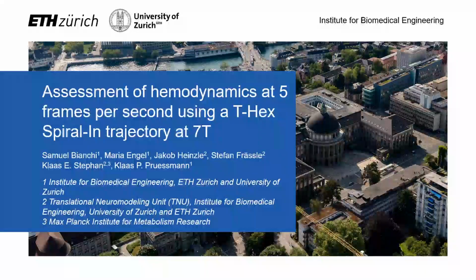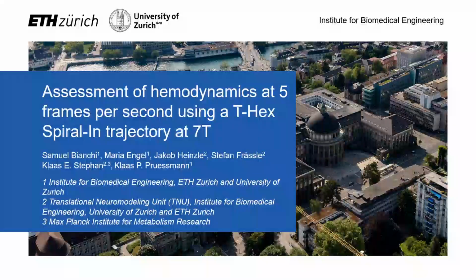However, it also has this aspect of the T-hex spiral in trajectory, and I'm going to present to you what that is. Roughly speaking, it is a trajectory which helps you scan very fast or highly resolved. Here we decided to go fast.